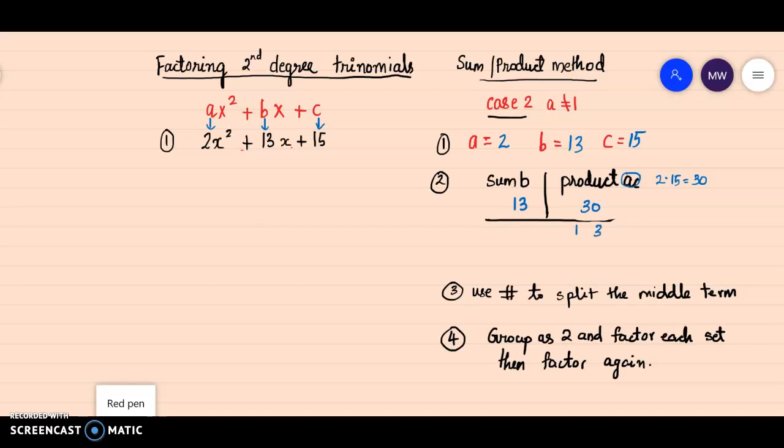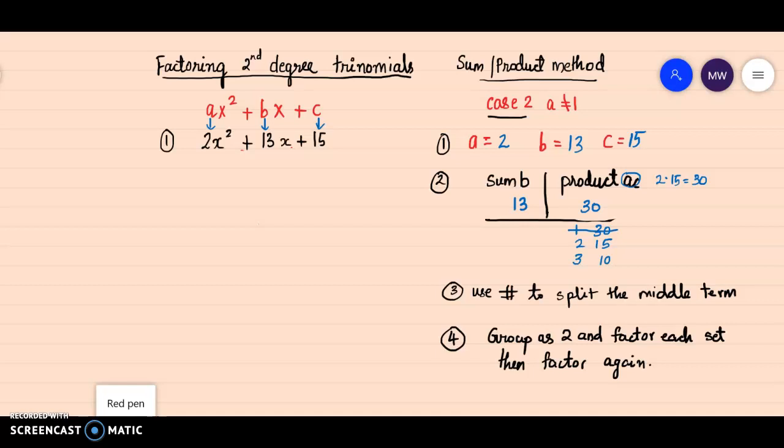We know 1 times 30 is 30, 2 times 15 is 30, and 3 times 10 is also 30. Out of these three pairs, which one satisfies the condition that when you add them, you get 13? When we look at the first pair, when you add or subtract, you can only get 30 plus 1, 31, or 30 minus 1, 29, which does not come anywhere near 13. So let's cross that off.